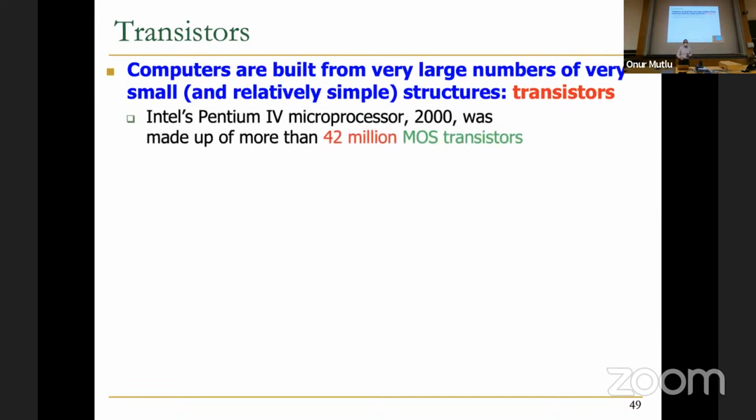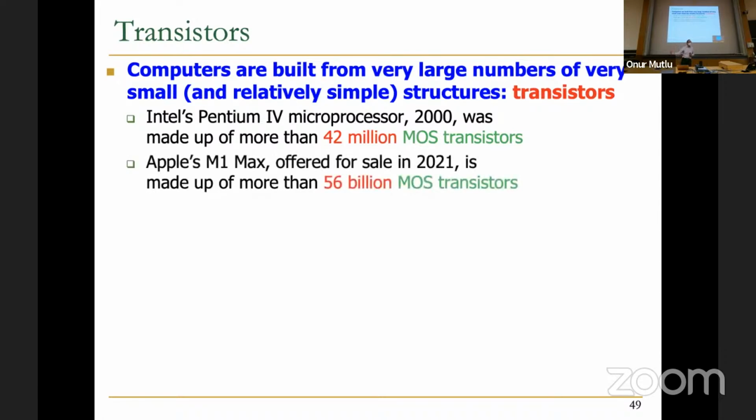For example, Intel's Pentium 4 microprocessor in 2000, that's 22 years ago, had 42 million MOS transistors. It's called metal oxide semiconductor. I will tell you a little bit more about that in a little bit. Today, 21 years later, Apple M1 Max, 56 billion. So you can see that's more than 3 orders of magnitude in 21 years, say 20 years or so. That's a lot of improvement in terms of transistors. And transistors really enable computational and memory capacity.